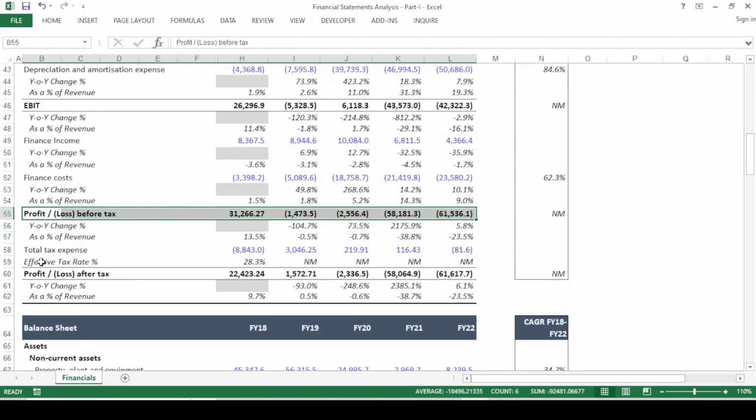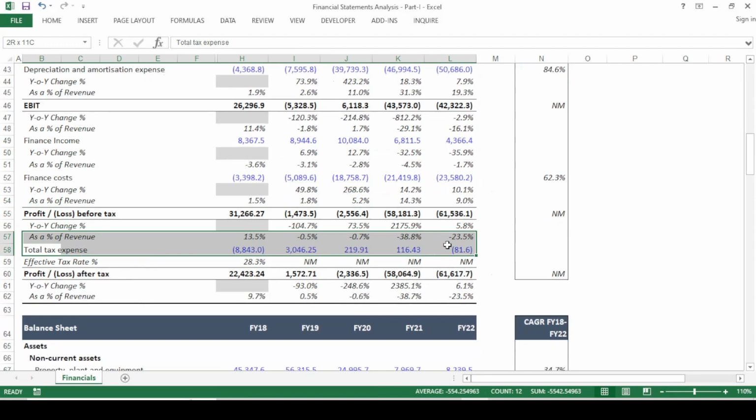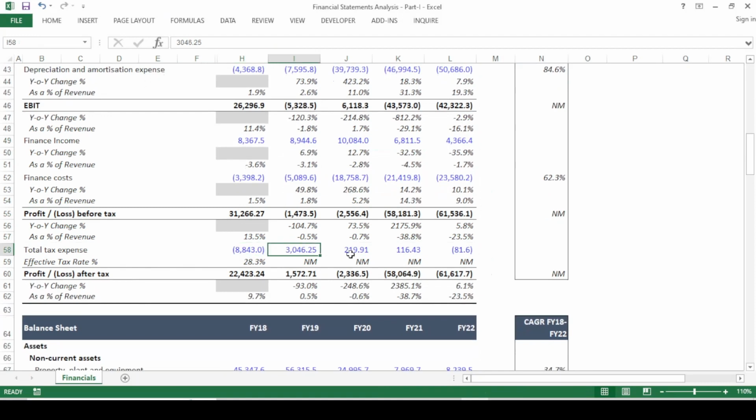And then finally, after this we have the total tax expense or the provision for the taxes. So there can either be a tax expense or a credit. And after this we'll finally have the profit after tax, or basically the PAT. Or here we also have the losses, so we can also say the loss after tax.